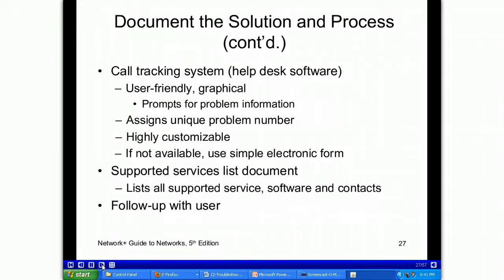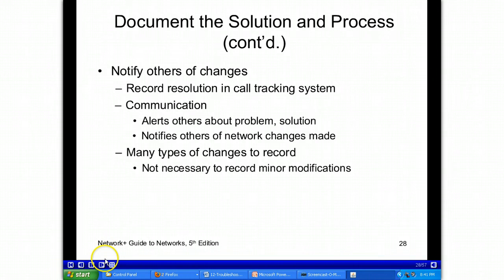And then that feedback can become a part of Joe's evaluation later on down the road to determine whether or not they're doing their job right and that they're following through with all the procedures and all of the steps they're supposed to. Supported service list document lists all the supported services, software, and contacts within your environment. Tells you what software you have, what services you provide, what contacts are in your area. And then follow up finally with the user on the problem. Notify others of changes, recording this resolution in a call tracking system as well.